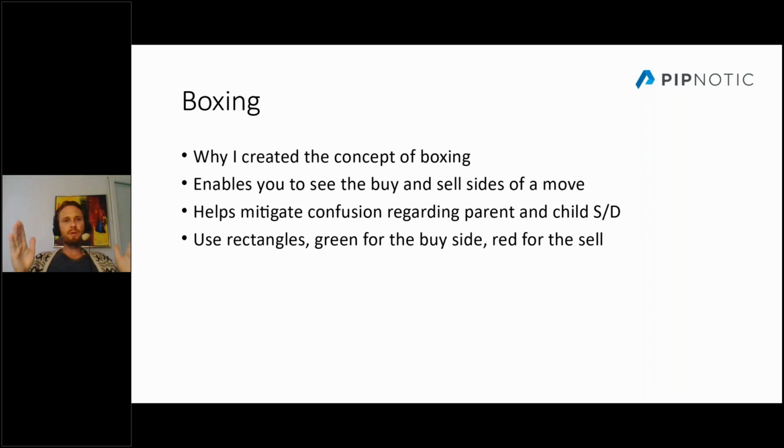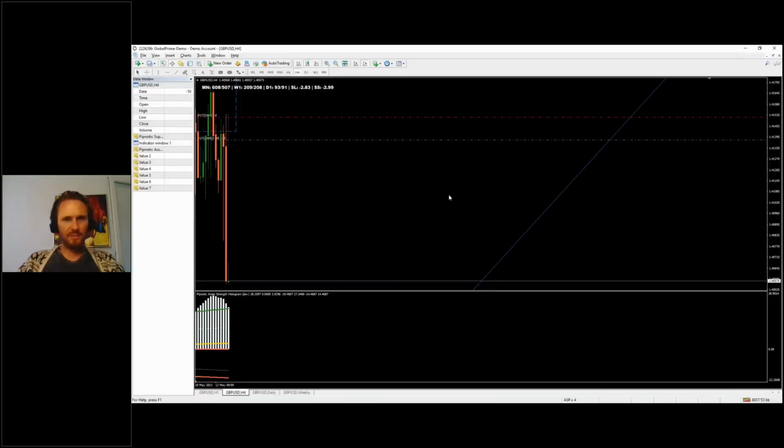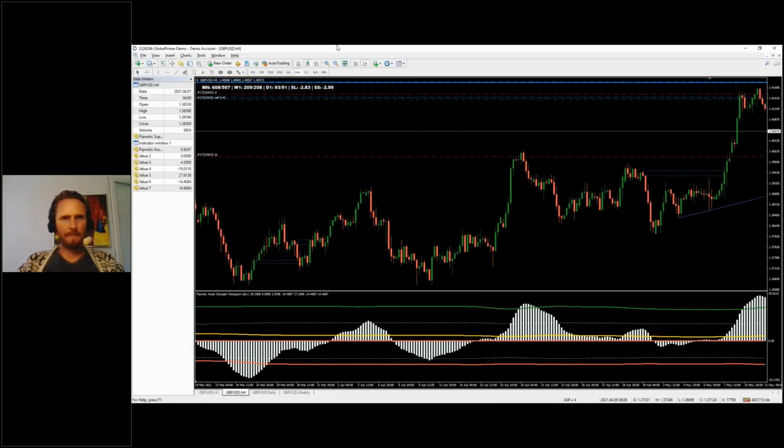Okay, and so using boxing, it probably sounds like a very confusing concept, but it's super simple. We'll have a look in a second. It helps mitigate confusion regarding parent and child supply and demand, and use rectangles. And I like to use green for buy side and red for sell side. Now I'll illustrate that just so it's a little bit clearer.